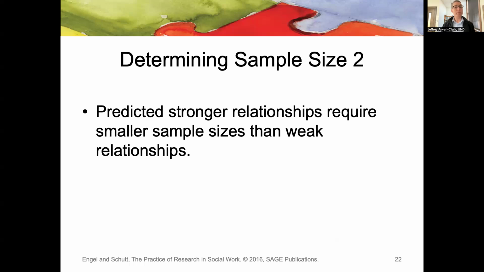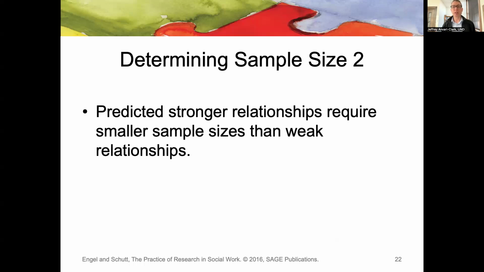Also, we can predict stronger relationships. If we understand that there's enough research out there, we know and we're going to be predicting a really strong relationship here. We're going to need fewer people to prove this, so to speak, than if we're anticipating, say, a weak relationship, where it's going to need more power to see and to find out.